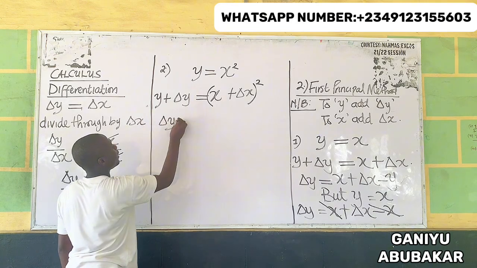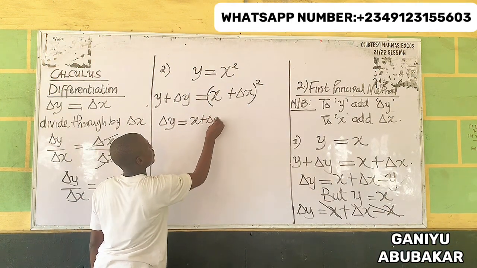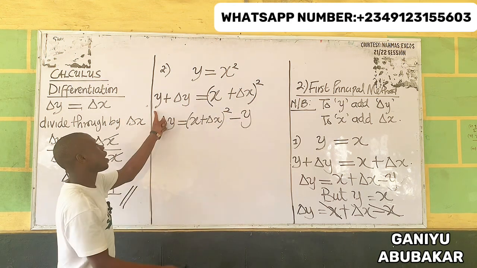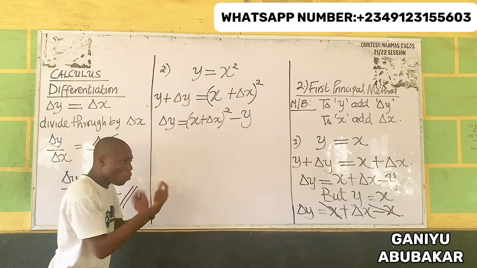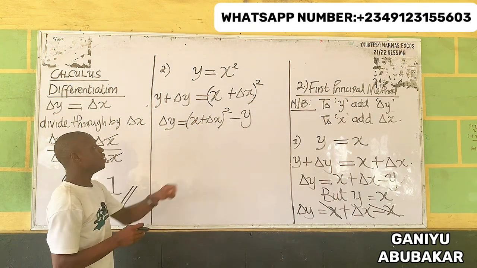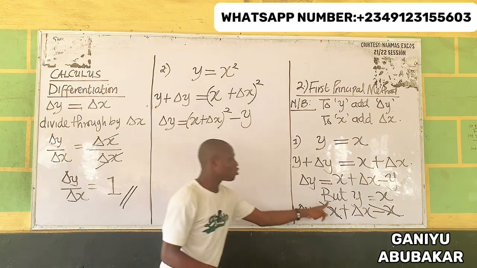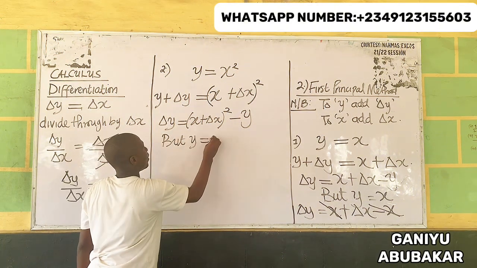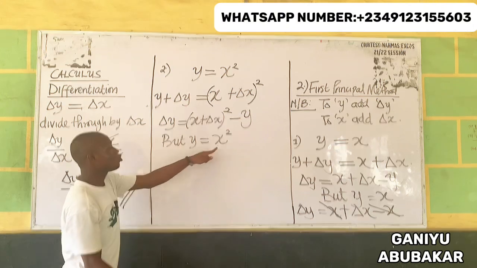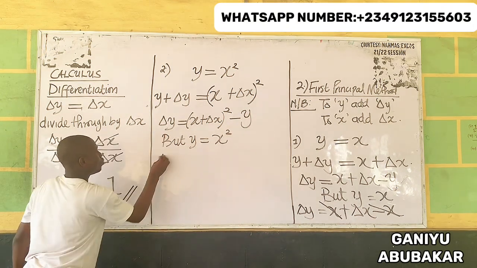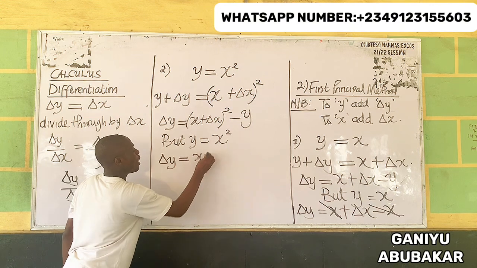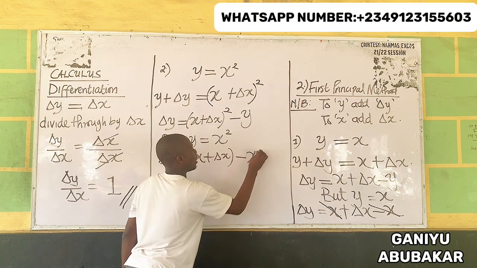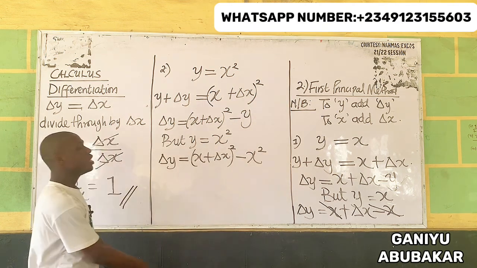Change in y equal to what? x plus change in x, all squared, minus what? Minus y. Yes, we took this y to the other side. But y was equal to what there? x squared. Are we good? So put y as x squared here. So I'll have change in y equal to x plus change in x, all squared, minus what? What's y? x squared. I have x squared. Please, it's squared.